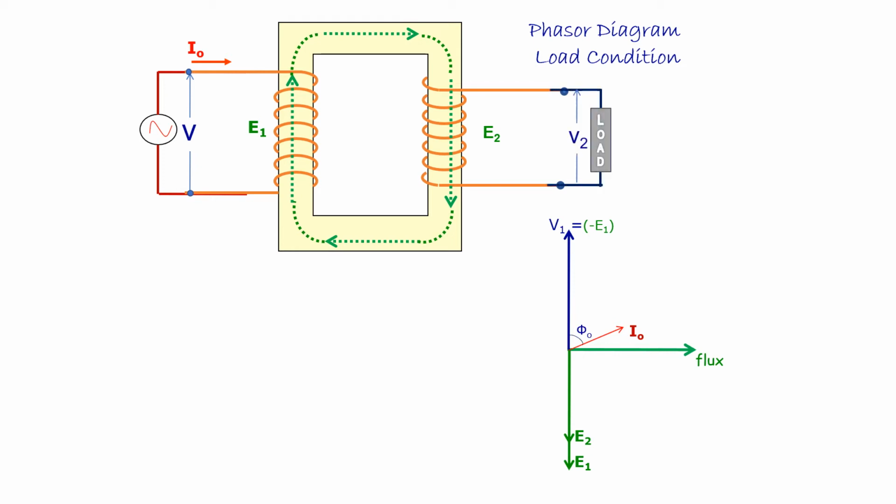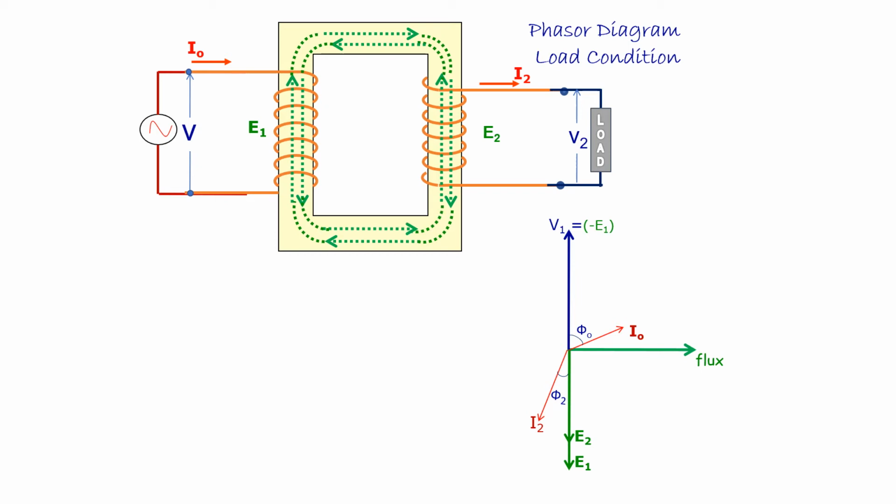Now the load is connected. The load current will flow from the secondary, which is I2. This I2 will be lagging the EMF E2 by an angle of phi 2. The secondary current I2 will produce an additional flux shown now vertically upwards. That means this flux will flow throughout the core opposing the primary flux.